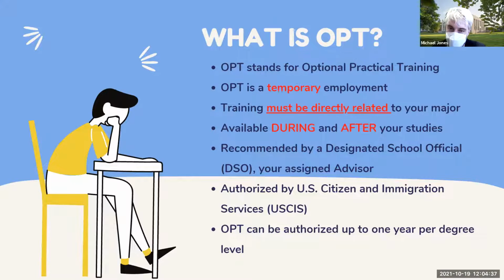You have to be recommended by your designated school official, which is your assigned educational advisor here at PCC. So both Rosa and I are DSOs. Then it will be authorized by the U.S. Citizenship and Immigration Services, which we call USCIS for short. You'll hear that more as we go throughout the presentation. And then OPT can be authorized for 1 year per degree level. So pre and post, it's 1 year total. That's all you get.